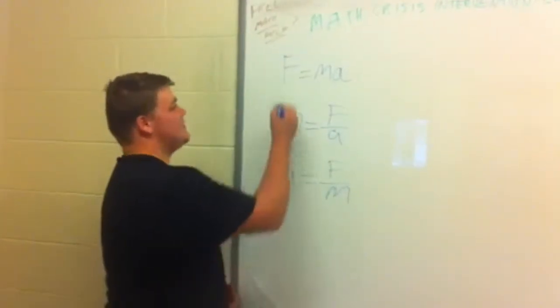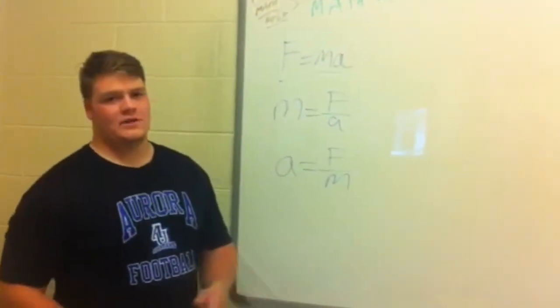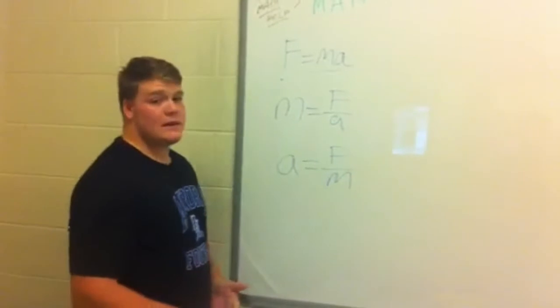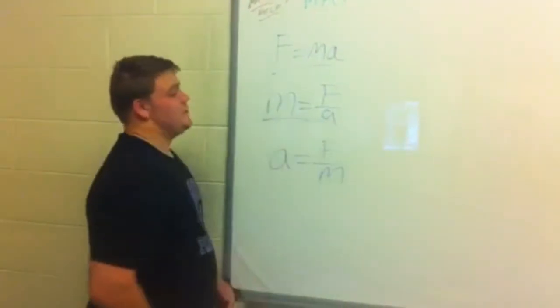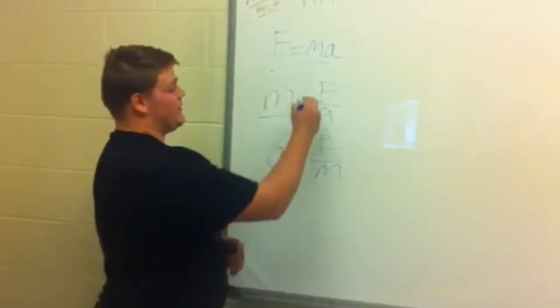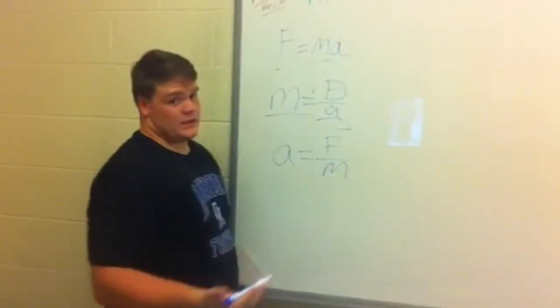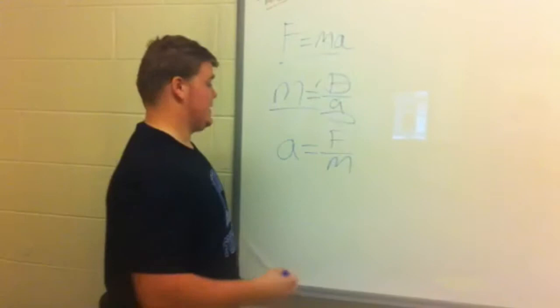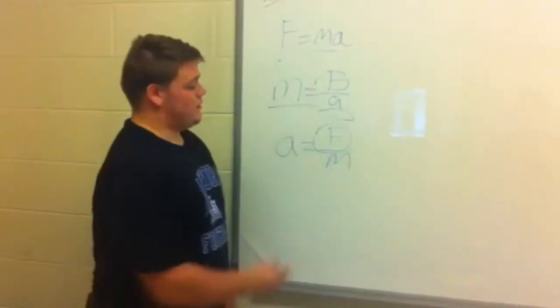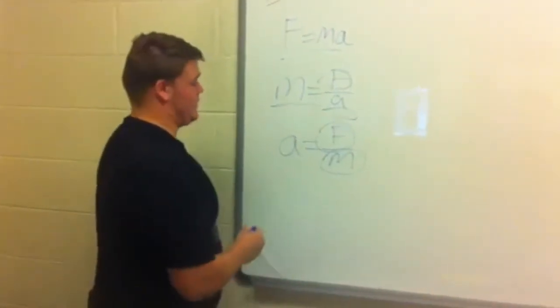Now we're going to look at how we can manipulate the formula F equals ma to find an object's mass and its acceleration. To find the mass of an object, using this formula, you take the net force and you divide it by the object's acceleration. You find the mass. To find the acceleration on the object, you do pretty much the exact opposite. You take the net force and you divide it by the object's mass and you get the acceleration.